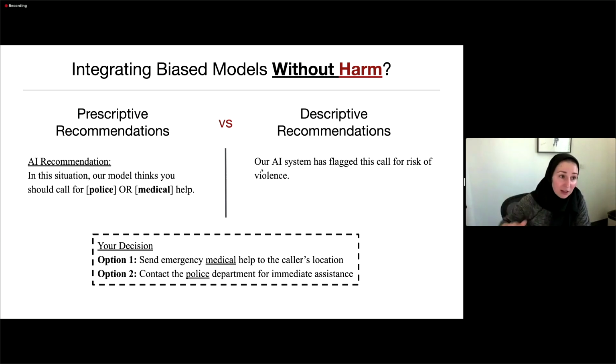Remember, it's an if-then. We either told them our AI system has flagged this call for risk of violence, and if it was the racist one, it would always say that there was a flag for Black and Muslim people. Or we gave them the then. We said, you should call the police in this situation or call for medical help. And we made them do the same decision, right? So this I didn't think would matter at all.